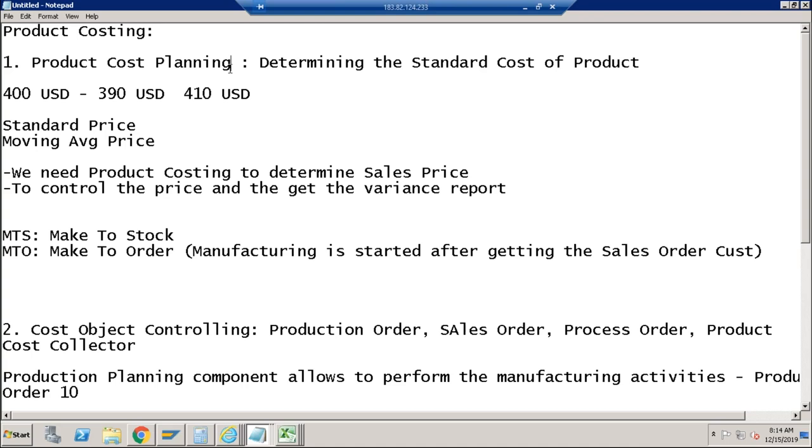I know there is an integration. You need to know how the values are flowing from PP, how the values are flowing from CO. But definitely we need to have the patience for that. It is not like everything will be done in one single session. Okay.